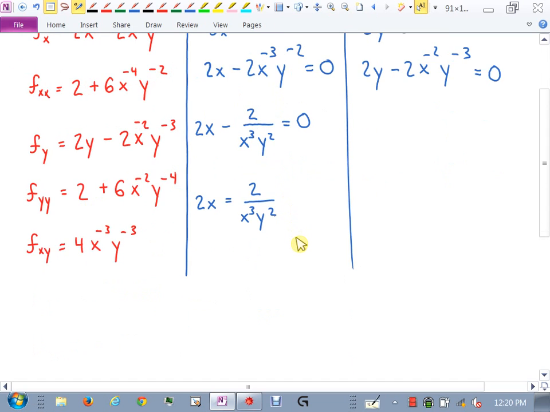All right, so multiplying both sides by x cubed y squared, and same thing over here, x cubed y squared. And you know what? Can we get rid of those 2's? They're kind of bugging me. All right, what do we get? x to the 4th y squared equals 1. So does that mean I can say x to the 4th equals 1, y squared equals 1, and then solve the 2?